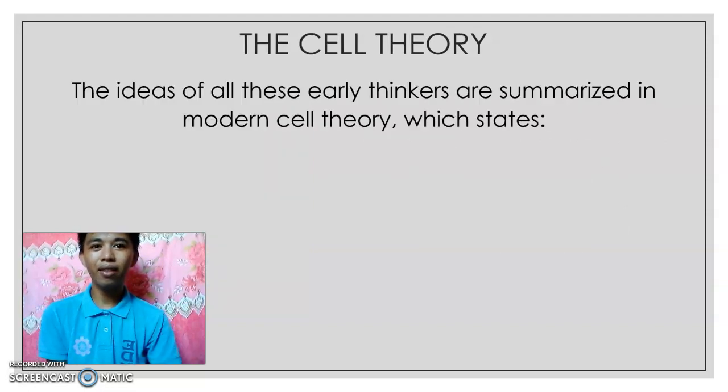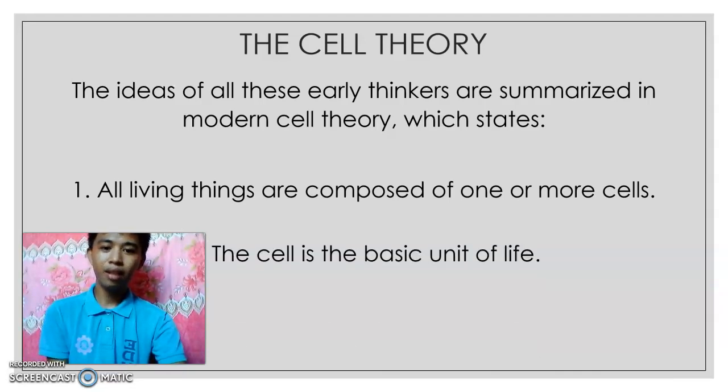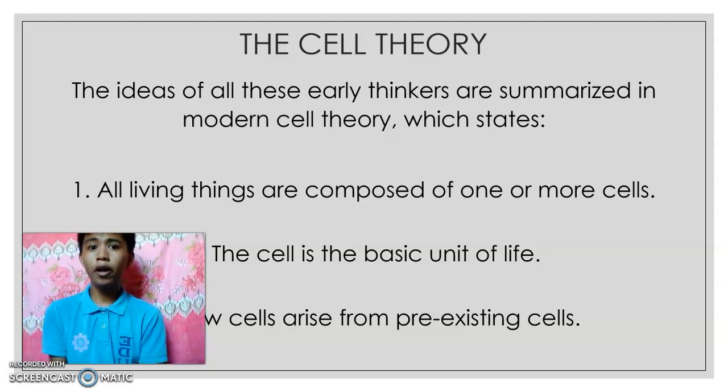The ideas of these early thinkers are summarized in the cell theory, which states that all living things are composed of one or more cells, the cell is the basic unit of life, and the cell arises from pre-existing cells. So that's all fine and dandy, but it may leave you wondering: if all cells come from cells, where did the first cell come from?